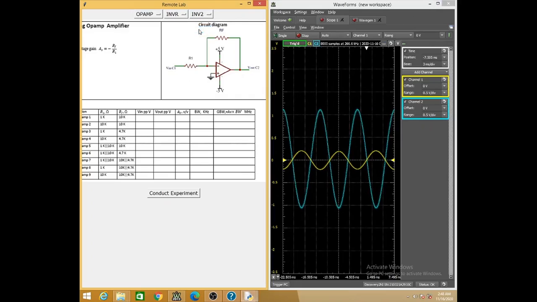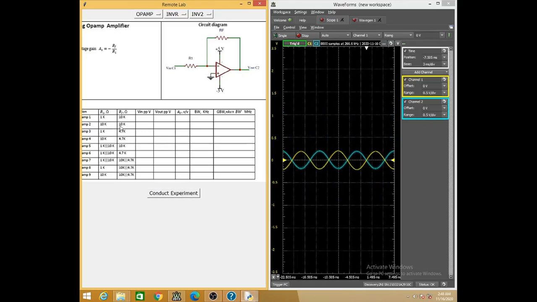Of course, you can change to a different combination, INV2. In INV2, R1 and RF are the same, 10 kilo ohm. The gain is actually -1. That's why both the input and output amplitudes are the same, and here it's a different combination of the inverting amplifier. Likewise, you can keep selecting the required values of R1 and RF, and keep getting different gains of the amplifier.